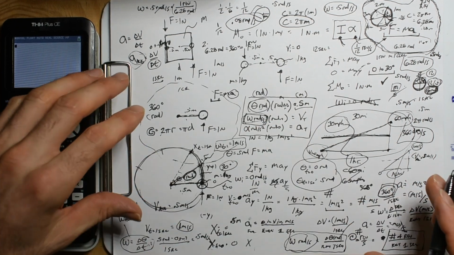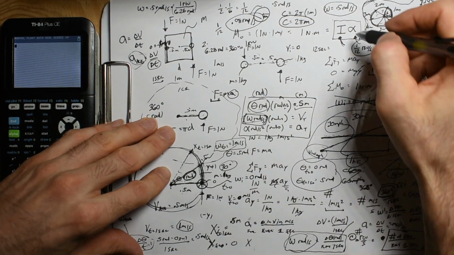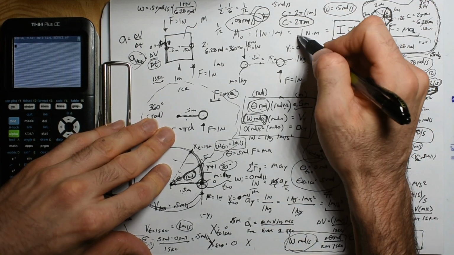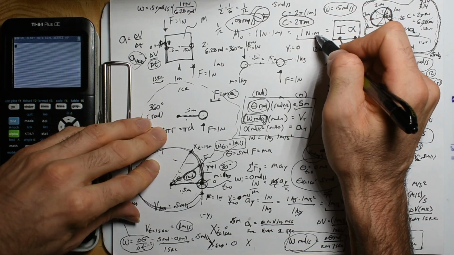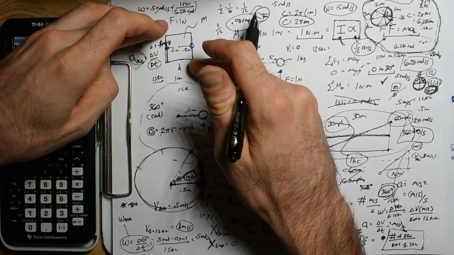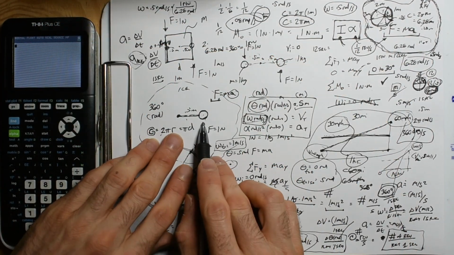I have literally no more writing room, but we're going to stick on this page. We're trying to get to why this torque of 1 Newton per meter is equal to I alpha. That was going to be the torque for the whole setup. What we did is we halved it.